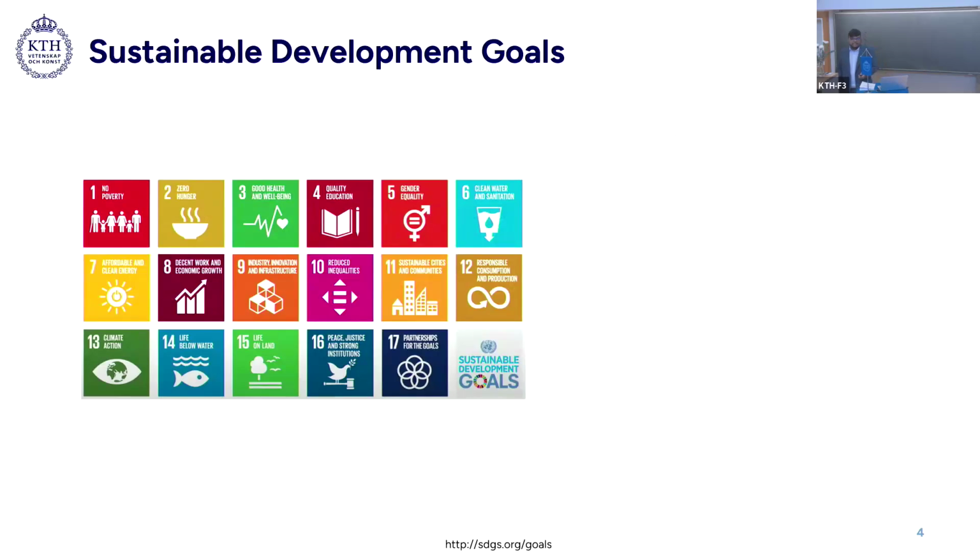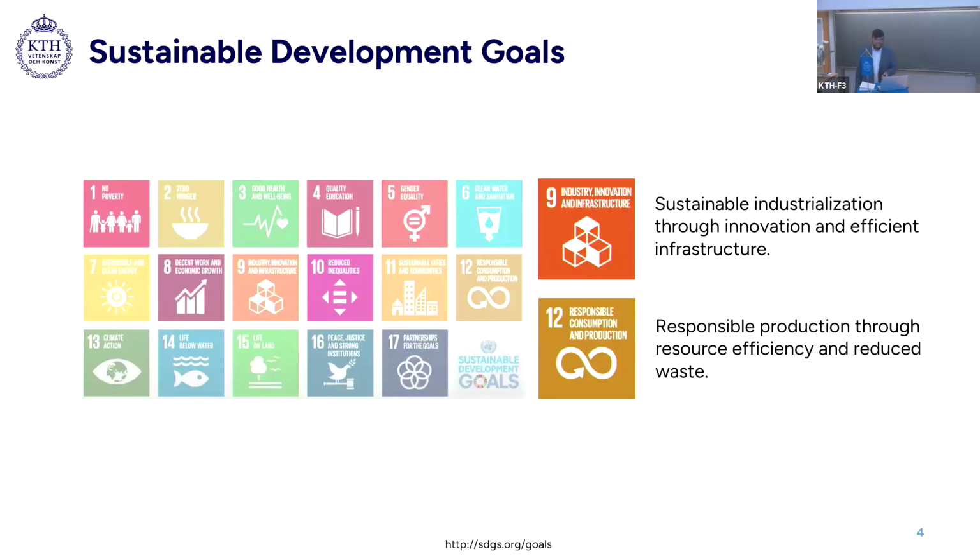When we look into the sustainable development goals, which are 17, my PhD project focuses on goal number 9, which is sustainable industrialization through innovation and efficient infrastructure, as well as on goal number 12, responsible production through resource efficiency and reduced waste.